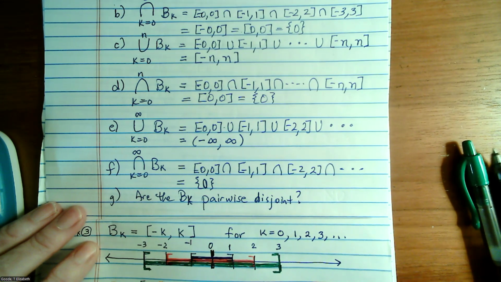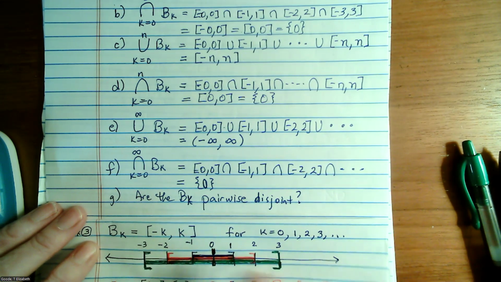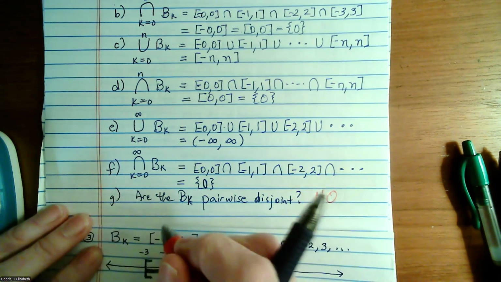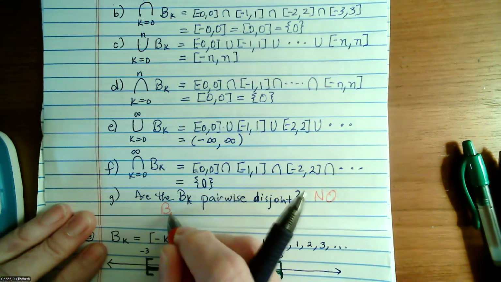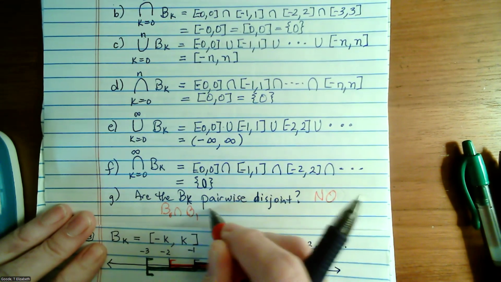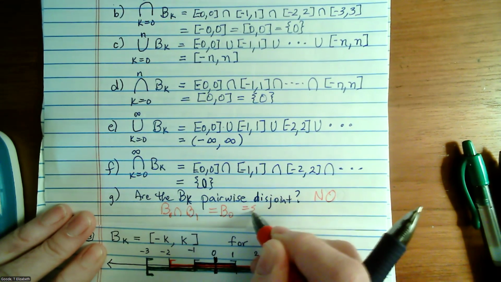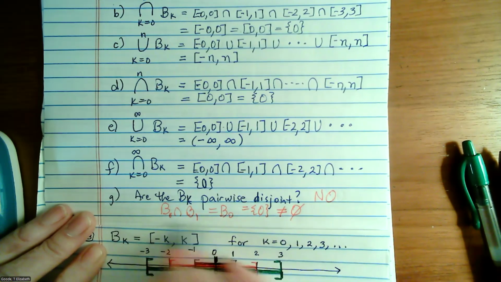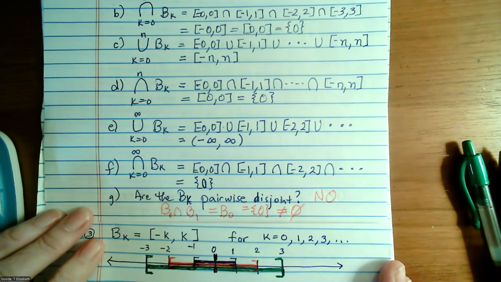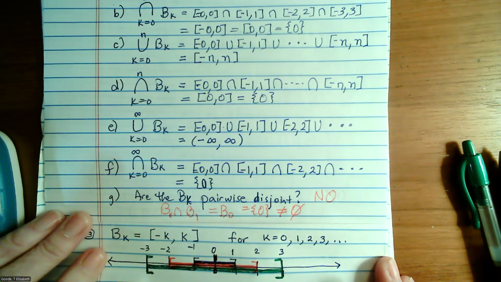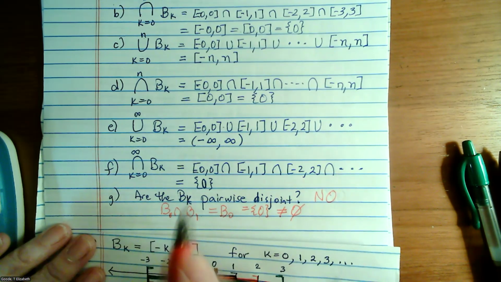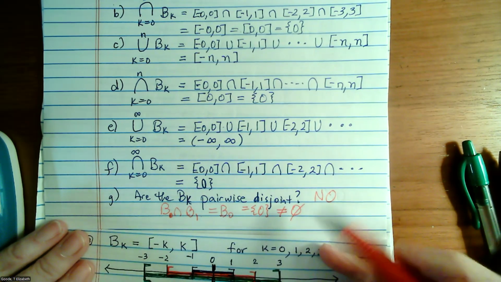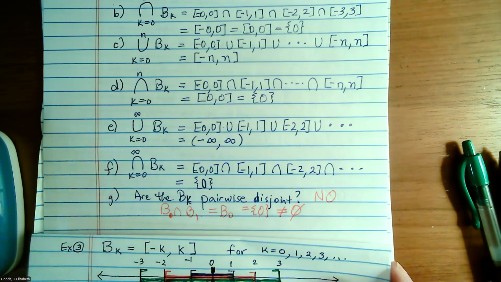Not at all. In fact, they all intersect at the point 0. So nope. You could just take 2. B naught intersect B1 is B naught, and that is not the empty set. It's the set that contains 0. So you could just give a counterexample like that to prove that they're not pairwise disjoint. You only have to find 2 that have different indexing numbers who have a non-empty intersection to disprove disjoint.